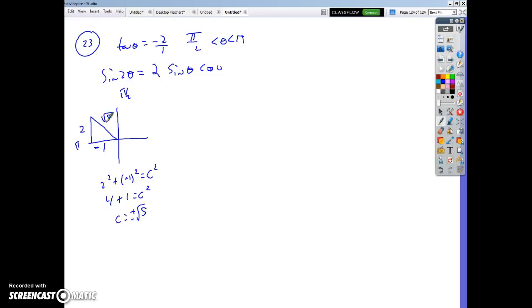So therefore sine 2 theta is equal to, what's sine going to be? Sine is going to be opposite over hypotenuse. So that's going to be 2 over root 5. What's cosine going to be? Well, -1 over root 5. So that's going to be 2 times 2 times -1, which is -4, over root 5 times root 5, which is 5.